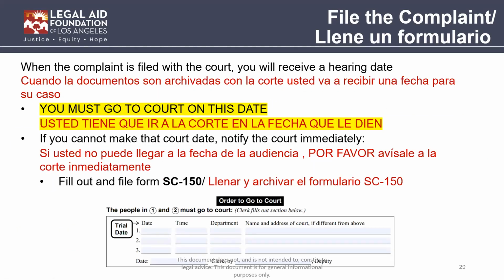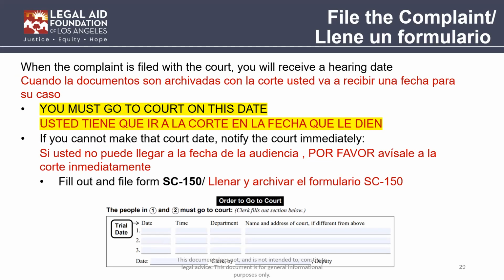Once the complaint is filed with the court, you will receive a hearing date. The hearing date will be stamped on the front page of the small claims complaint document. You must plan to go to court on this date. This is the date that you will go to court and present your evidence to the judge.